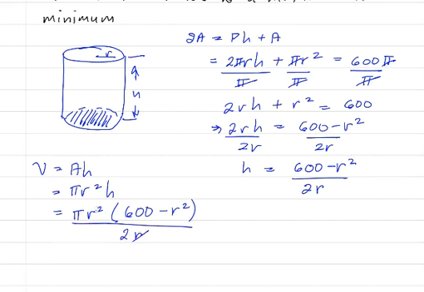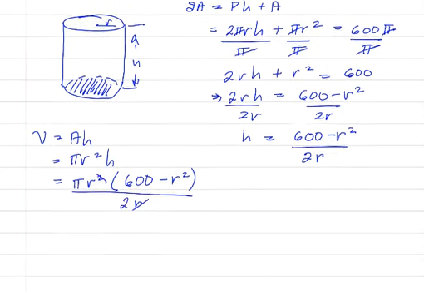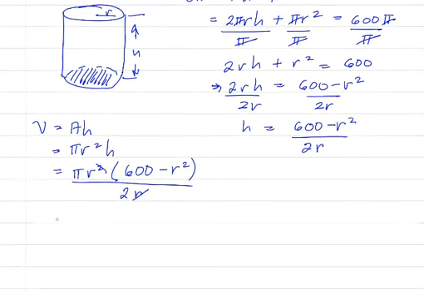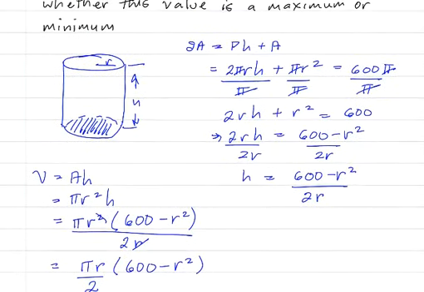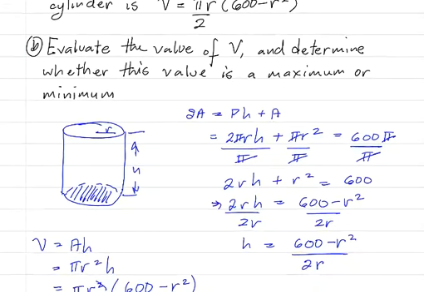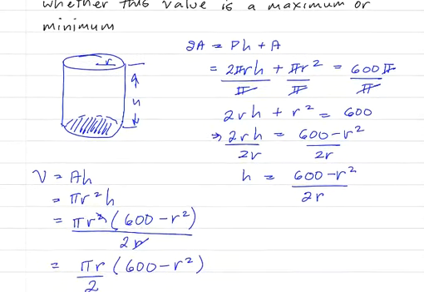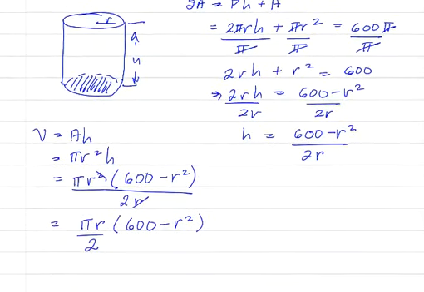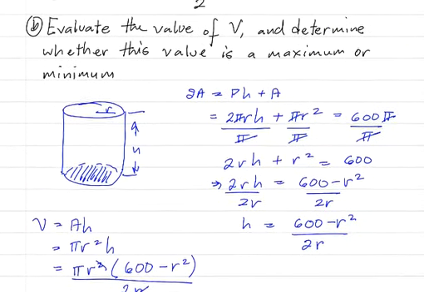This r here can cancel one of the r's up there, and so what we really should end up with is pi r times (600 minus r squared) over 2. Alright, so let us see if that's what we're supposed to get. We're asked to show that the volume is equal to that. That is part A of the question, and we were able to do it.